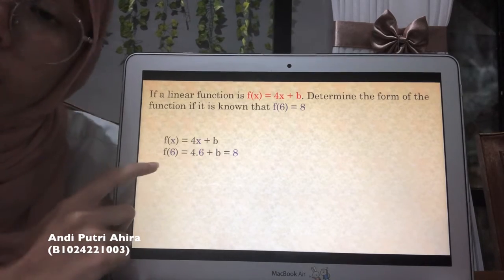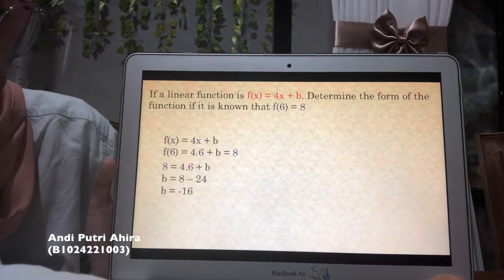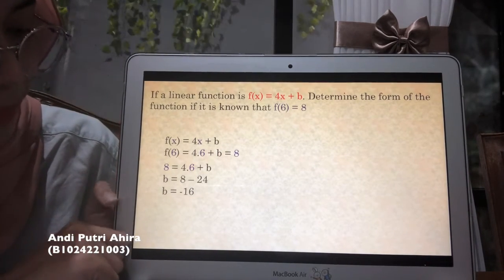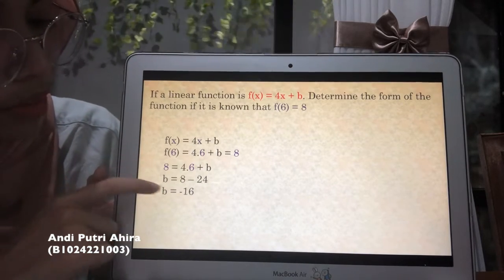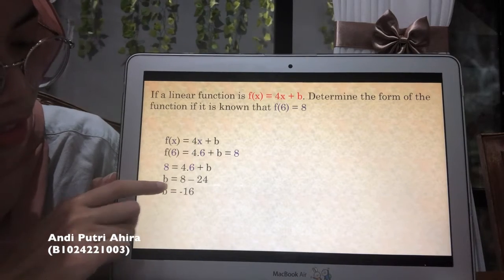And now we can start to calculate the function. So 8 equals 4 times 6 plus b. And we can start to calculate it. 4 times 6 is 24. So we can write it like this.